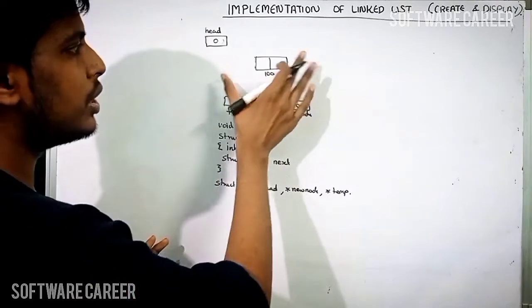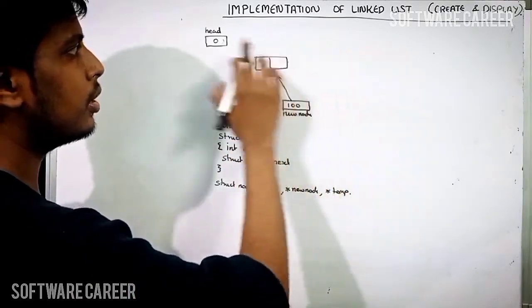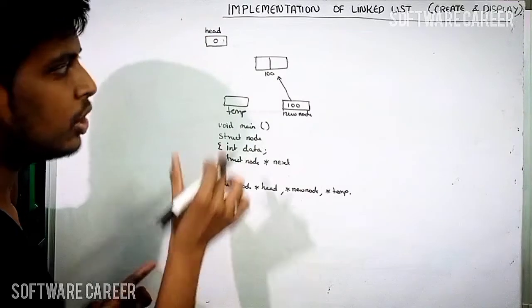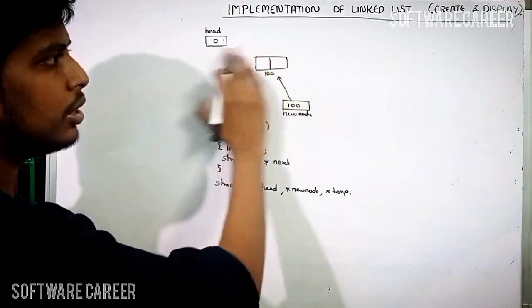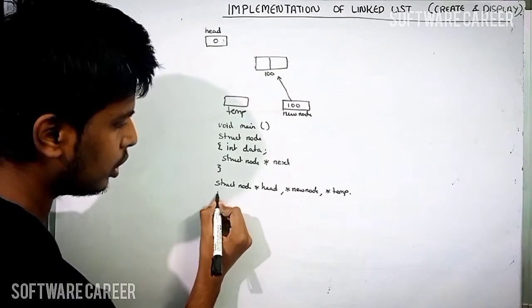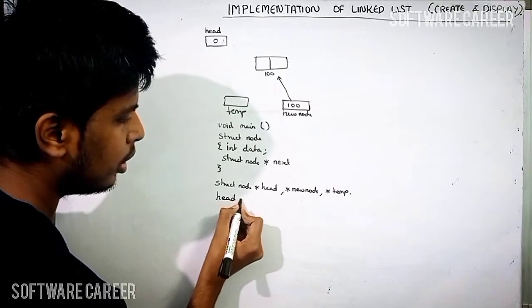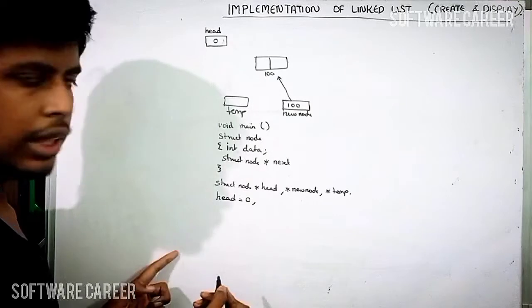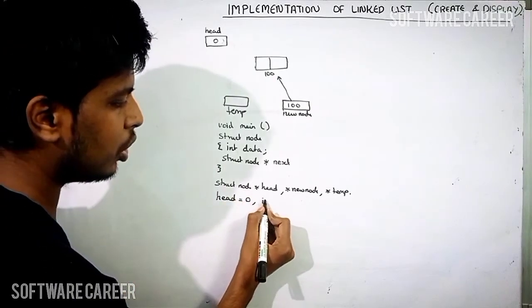Now see, now at starting there are no nodes present in linked list. So head value is 0 because head stores the address of first node. There is no first node. So it is 0. So I should fix it as 0. So I am writing head equals to 0. Now next one is I am creating another variable called choice.